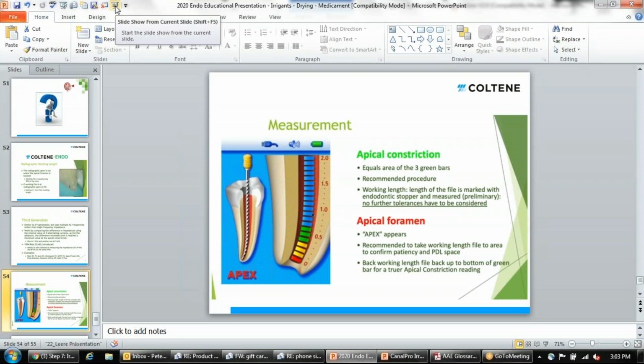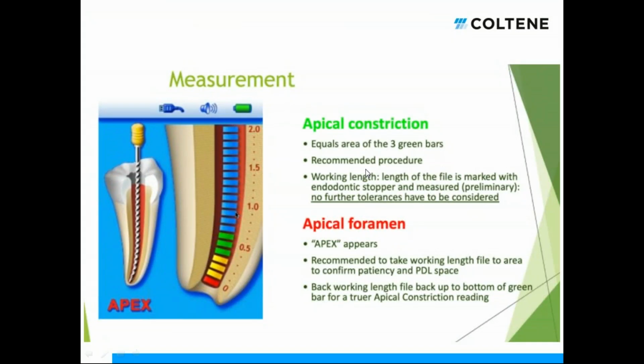This is what Rick was talking about and what Meredith is alluding to. So apical constriction equals the area of the three green bars. And the color goes from blue to green to yellow to red as you get closer to the apex, doctor. But what does that really mean?